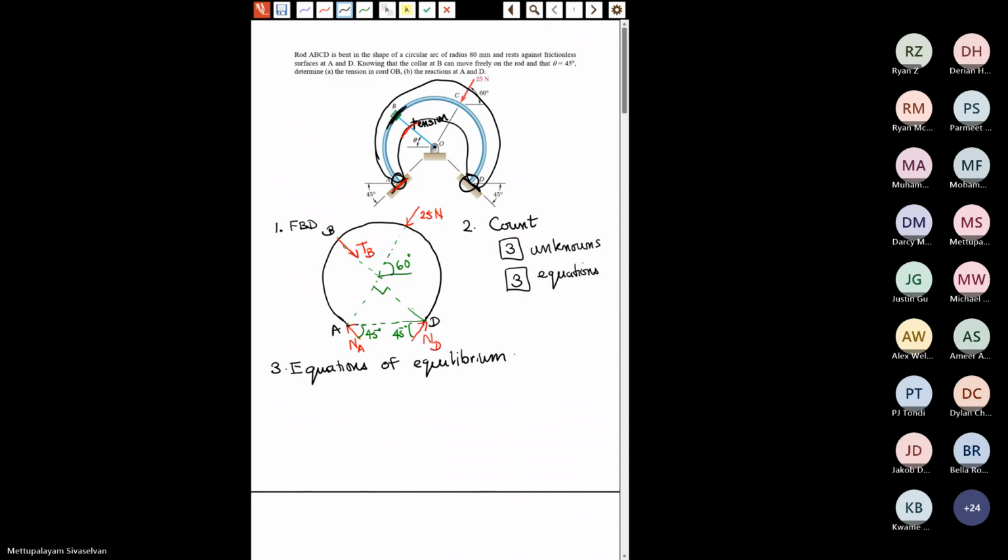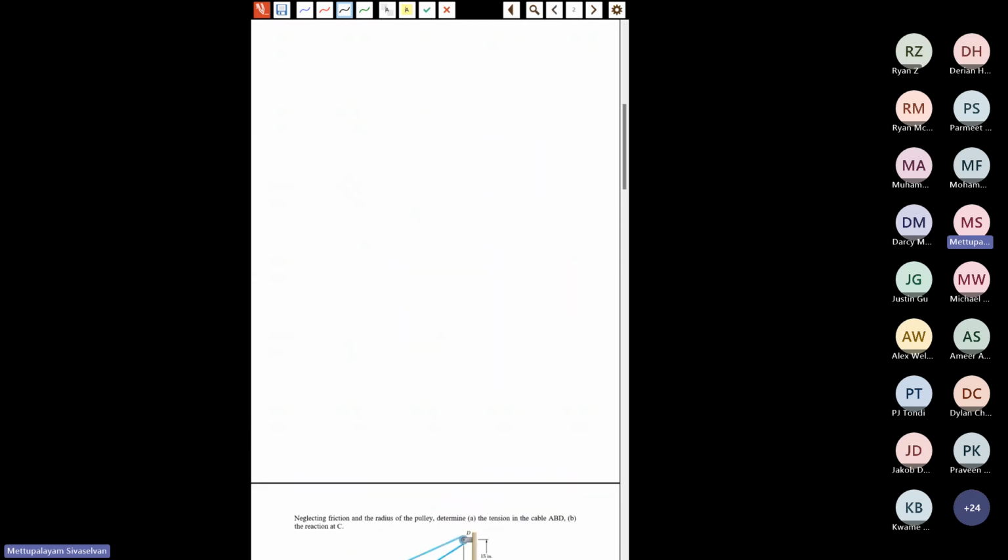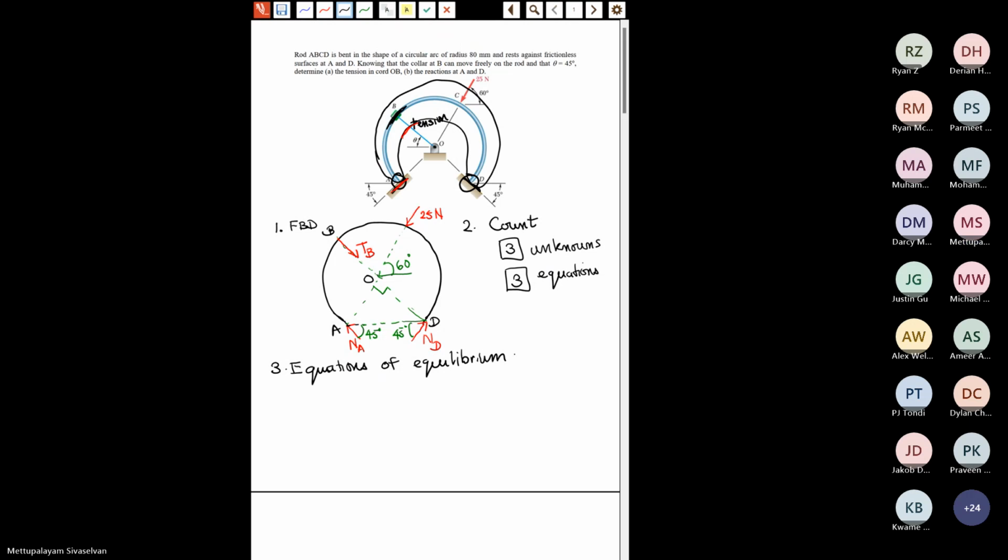Taking a moment about the center. Taking the moment about the center, okay, we'll call that O. Okay, so what does that kill? T_B goes right through there, so we kill T_B. But N_A and N_D will both have moments about there, right? So it is a legitimate equation, but can we find one that kills two unknowns and leaves us only with one?